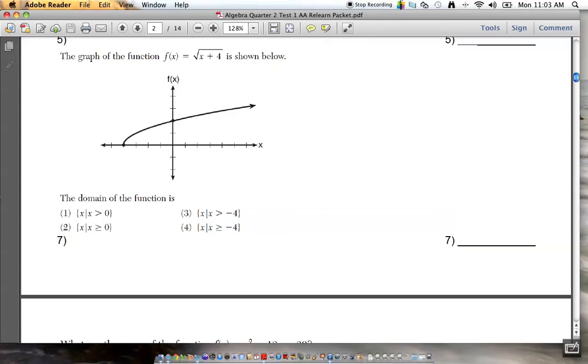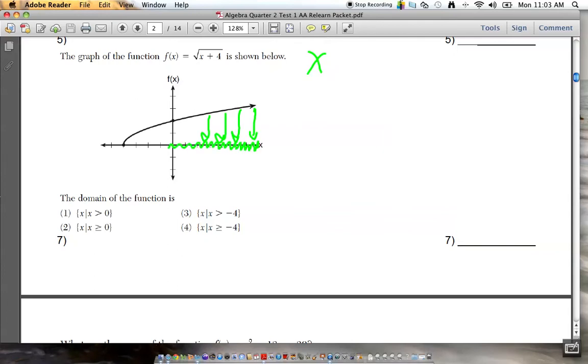The graph of the function f of x is equal to the square root of x plus 4 is shown below. So it's not like you have to figure out the graph. They're giving it to you. Now they want to know the domain of the function. Which letter is domain? Is x domain or is y? It's x. So what I like to do is draw down the graph and see what part of the x-axis is covered.